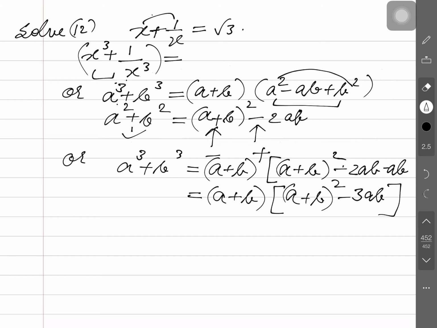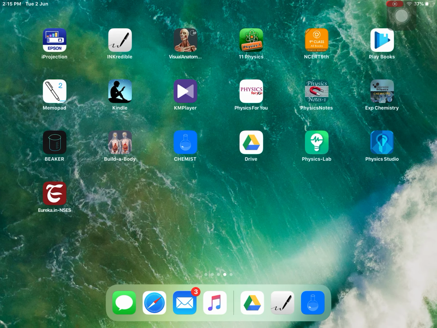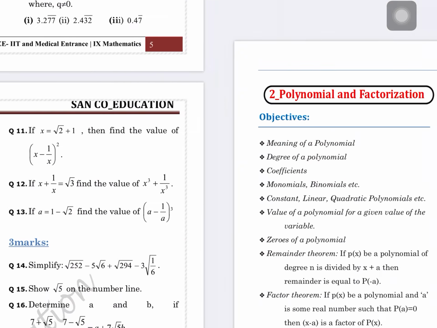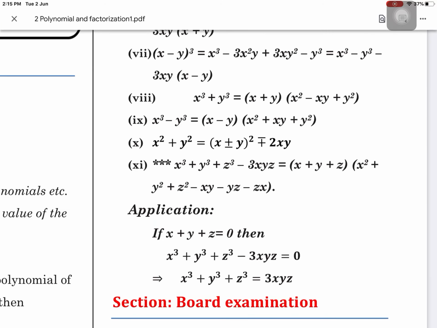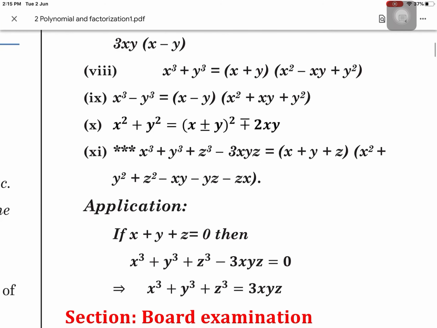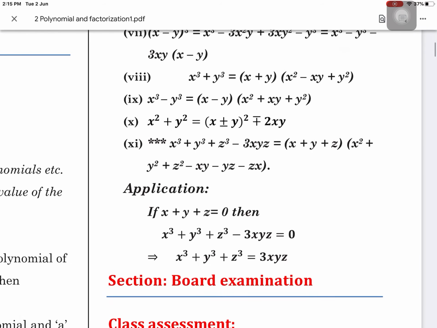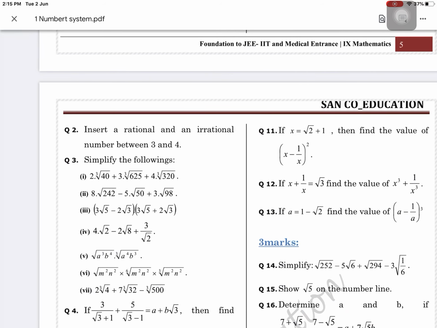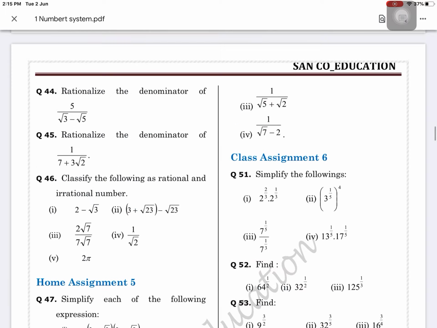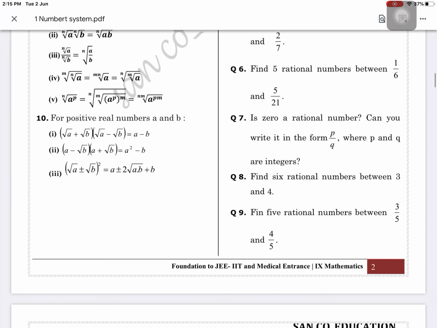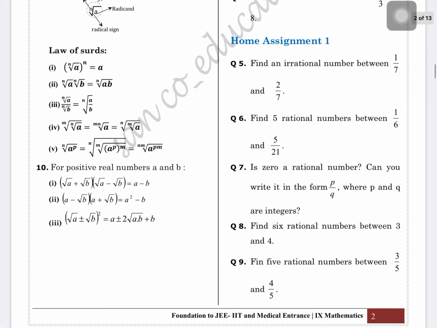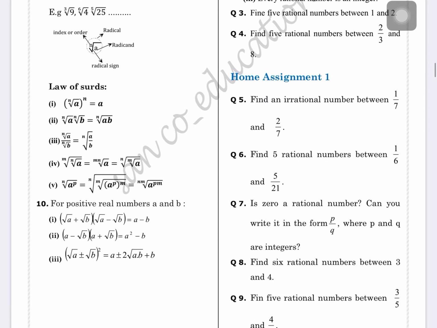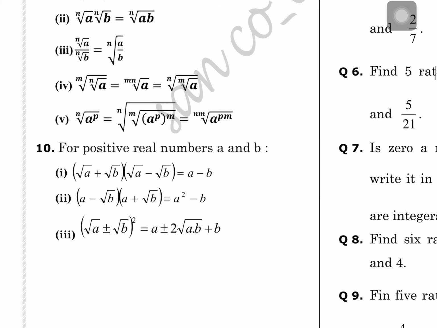Now next, please. This identity will be used. I have already given this identity, to be used while solving questions here. You may see it in the previous chapter, where the identity is to be used. See in the study material.